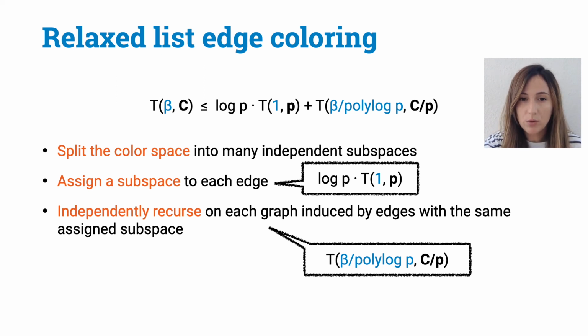Our main contribution lies in the way we assign subspaces. To do that, we consider each subspace as a color, and then we define multiple defective list edge coloring instances that we solve sequentially. By doing things carefully, we are able to assign subspaces to edges such that the number of neighboring edges with the same assigned subspace is not too high.